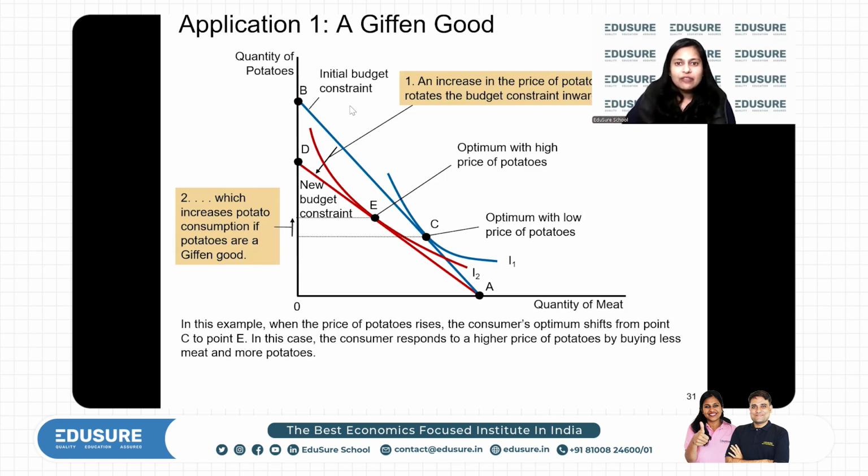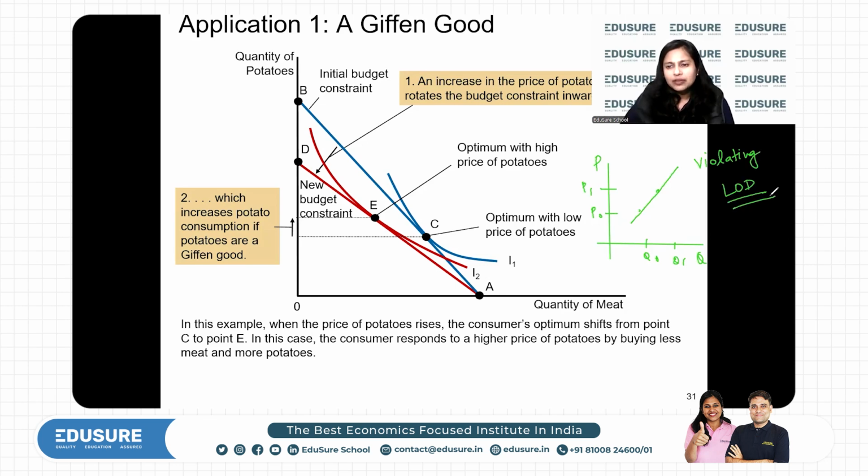So if we use this in the price and the quantity space, we'll see that when the price of potatoes was, let's say, P0, the quantity was Q0. But when the price of potatoes has risen to P1, the quantity has risen to Q1. So the demand curve is actually upward sloping. So this is violating the law of demand.